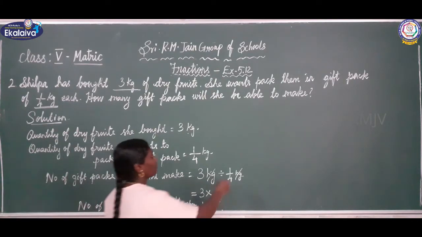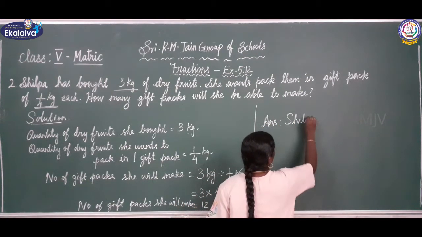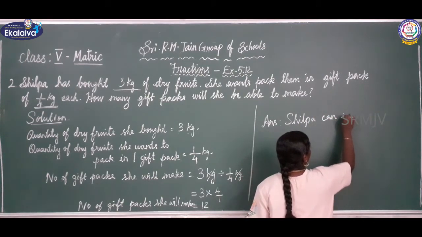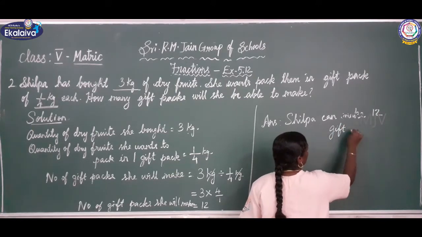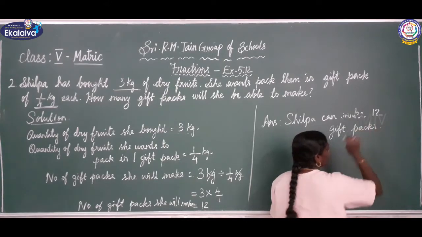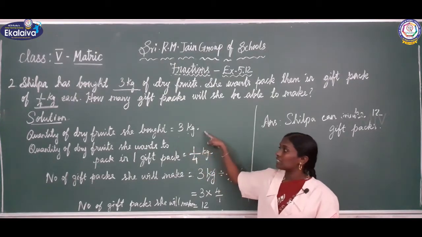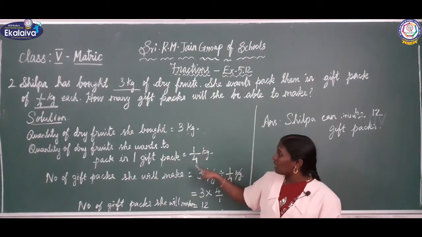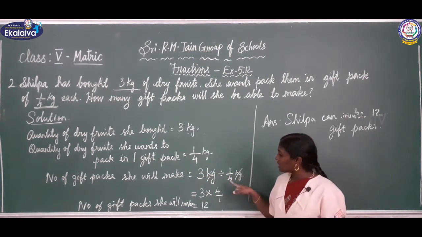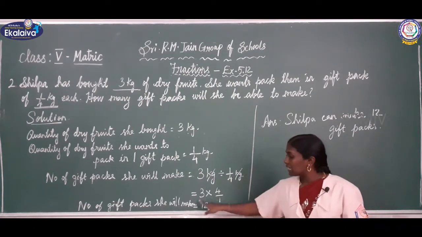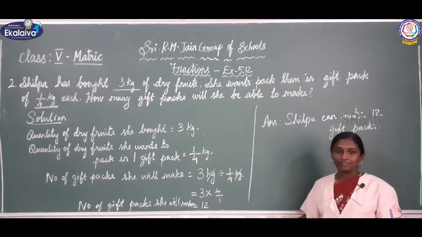Okay, so let us write the answer. Shilpa can make 12 gift packs. Is it clear, children? To find the number of gift packs she will make, we are dividing the quantity of dry fruits she bought by the quantity of dry fruit she wants to pack in one gift pack. 3 kg divided by 1 by 4 kg, we get 12 packs. So she can make 12 gift packs. Is it clear?